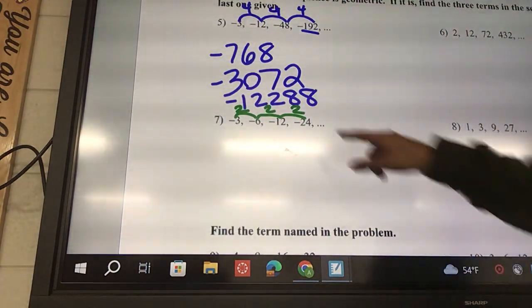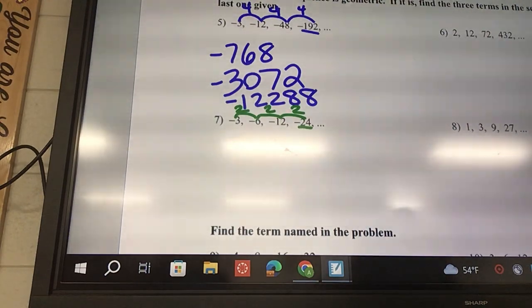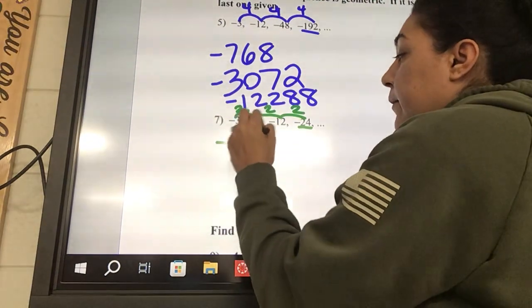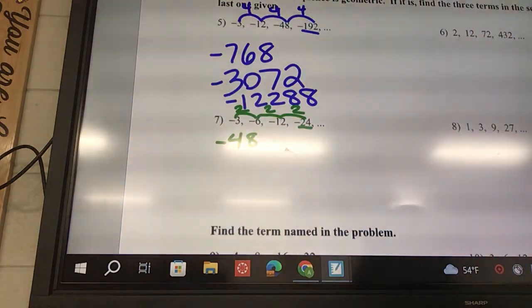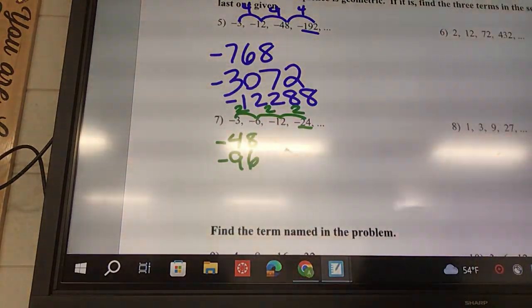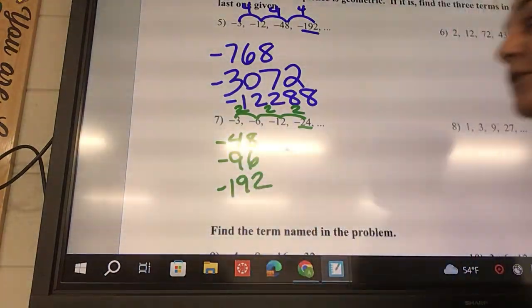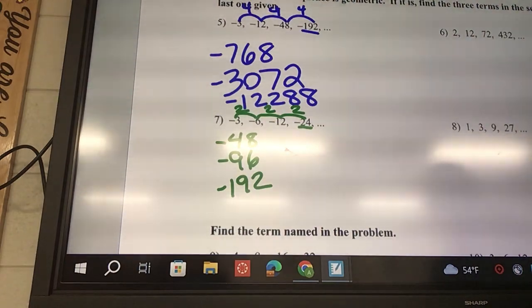And so now we're going to take the last number and start timesing it by 2. So negative 24 times 2 is going to be negative 48. And you're going to say times 2, negative 96. And you're going to take negative 96 and say times 2, and you get negative 192. So 1 through 8 is all review.